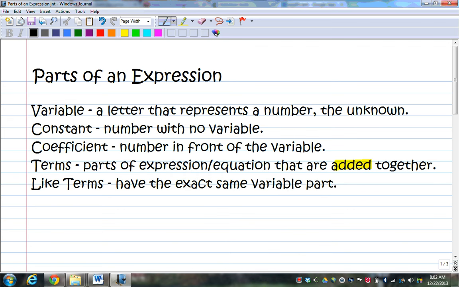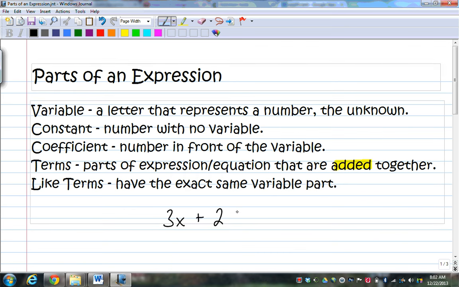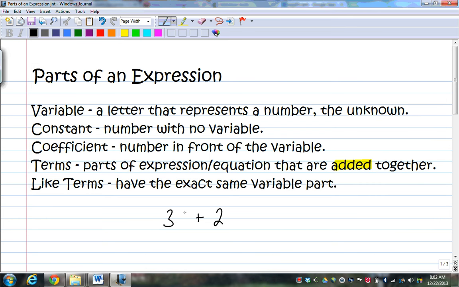And then like terms have the exact same variable part. Now you got to be careful here because if I have this and then I have this, these are like terms because they both have an x. If I did this, they are not like terms because one is x squared and the other one is just x. Now, like terms can also have absolutely no variable. So for example, those are like terms because their variable part is non-existent. They both don't have one, so they're alike. Okay? Let's move on and try a sample, shall we?